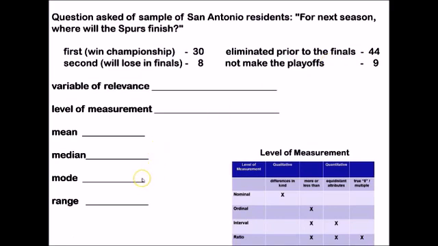What's our mode? Our mode, of course, would be the most frequently occurring attribute, which would be eliminated prior to the finals. These fans, I tell you, are not optimistic at all, are they? What is our range? The highest, of course, would be to win the championship. The lowest would be to not make the finals, or not make the playoffs at all. So that would be our range.